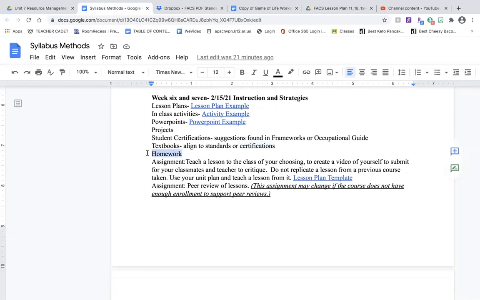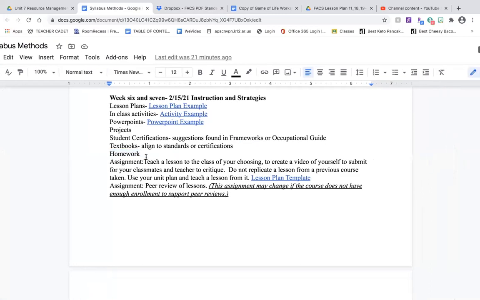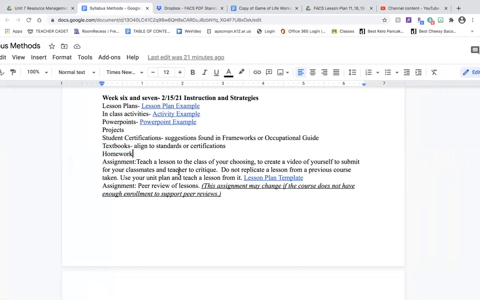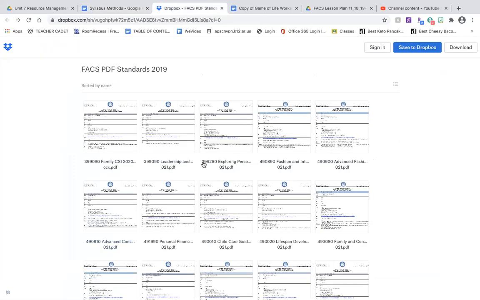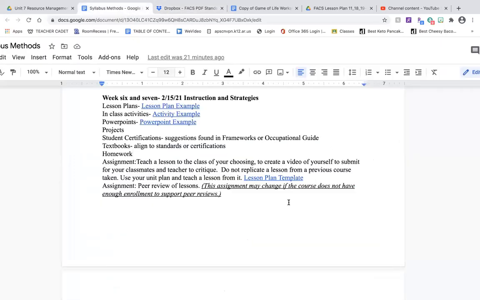Homework, that's really a personal choice on if you want to assign homework, if you want to grade homework, and how you want that to be done. This week's assignment, you're going to teach a lesson to the class of your choosing. So select one of these classes and teach a lesson, record yourself, and send it to me so I can watch it.